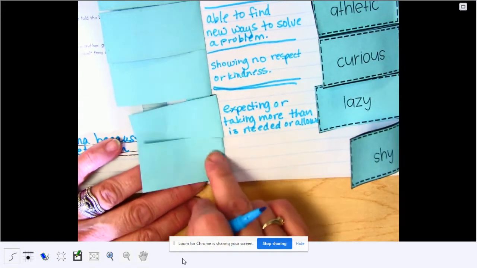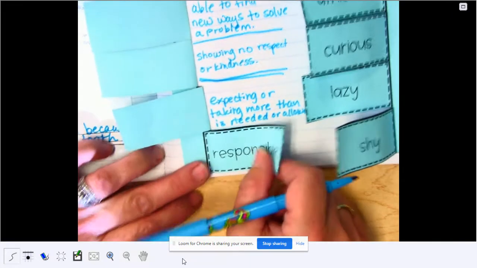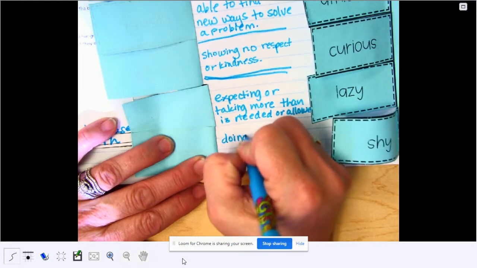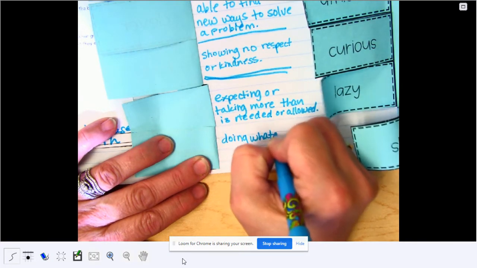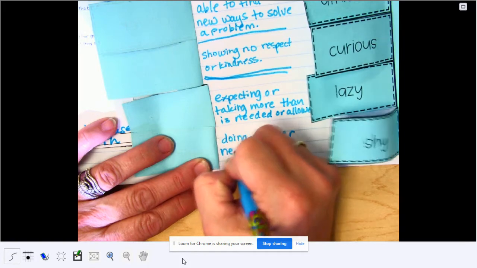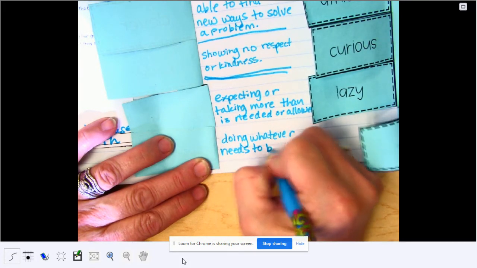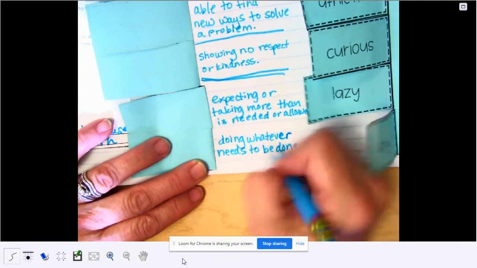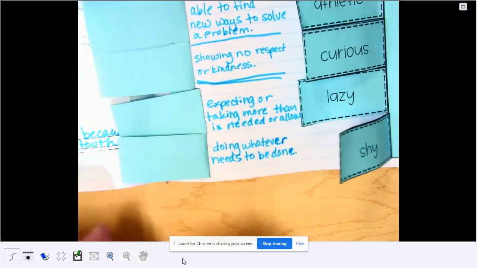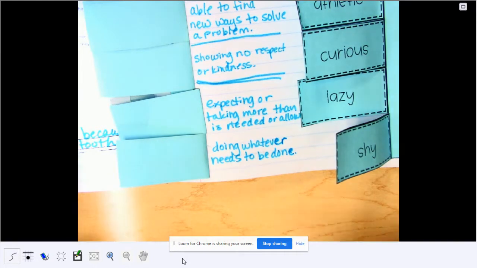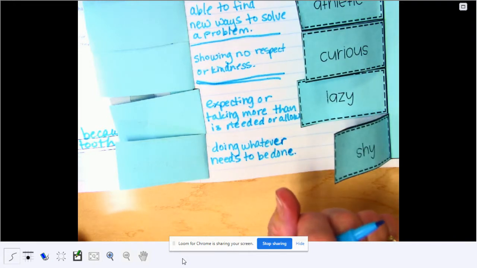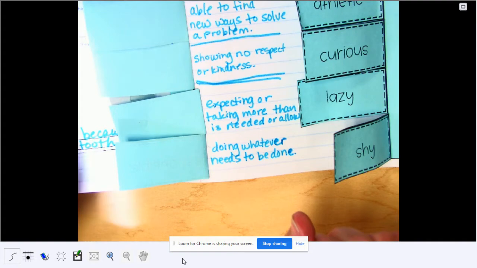Go ahead and pause if you need to. Then when you get back, we're going to go to responsible. Doing whatever needs to be done. Okay, so that's being responsible, doing whatever needs to be done. So if you're doing all of your schoolwork, you're being responsible. If you are picking up your mess that you've made without being asked, that's showing great responsibility.